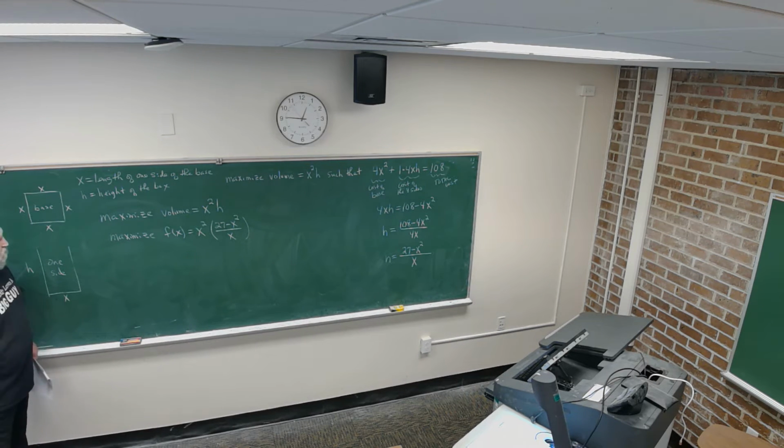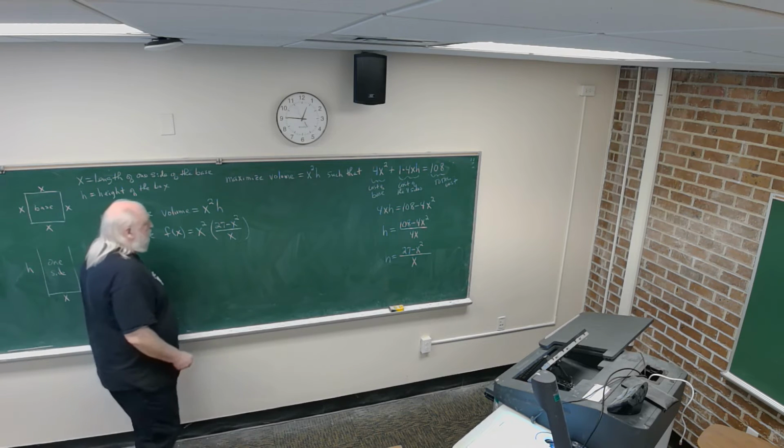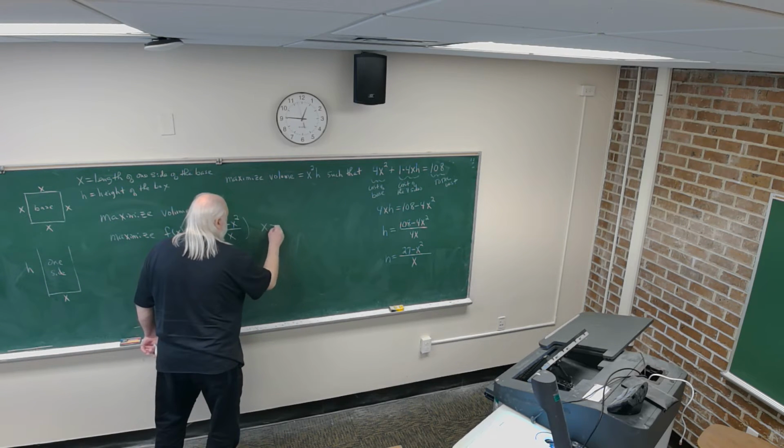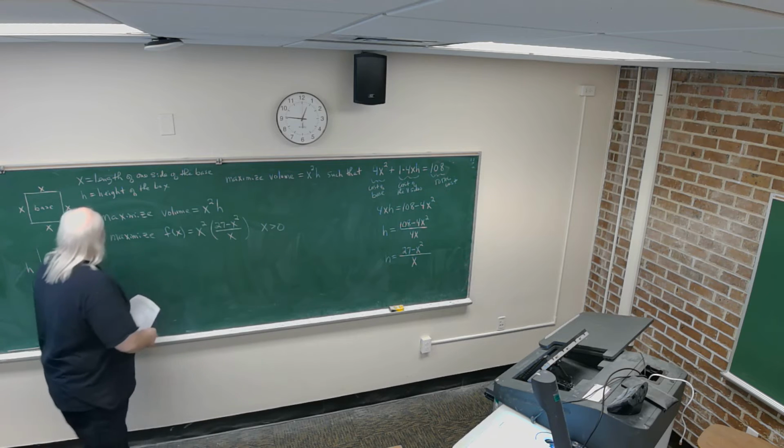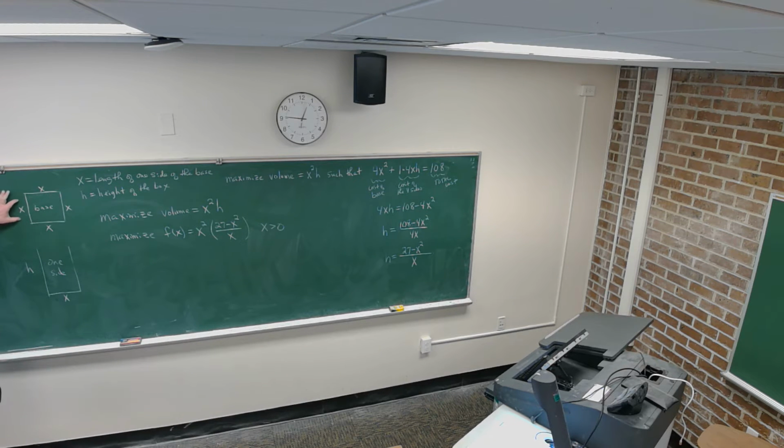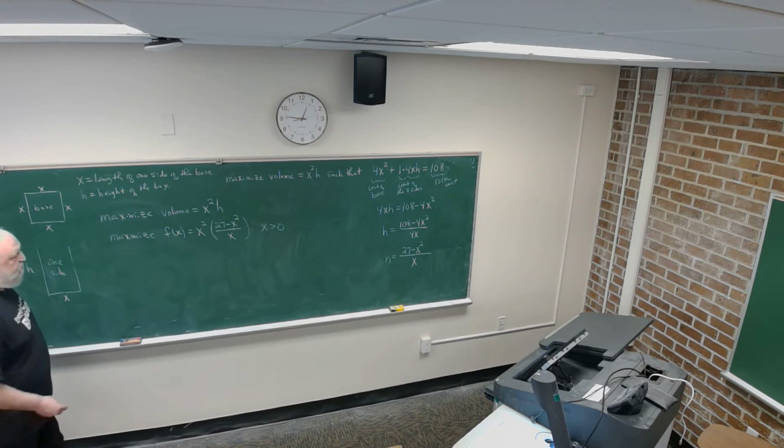And for our function here, x has to be greater than 0. You can't have a width or length of one side of the box that's 0 or negative. The length has to be positive. And so now we simplify.